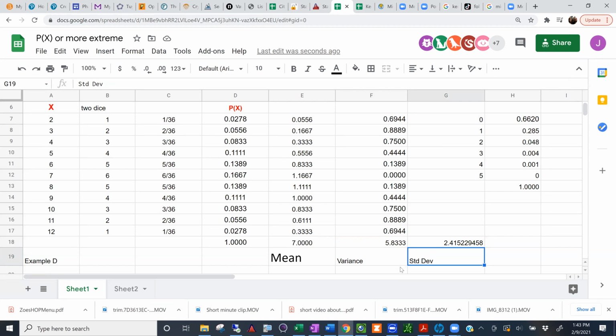Okay. Are we good with that one? You able to get the standard deviation?